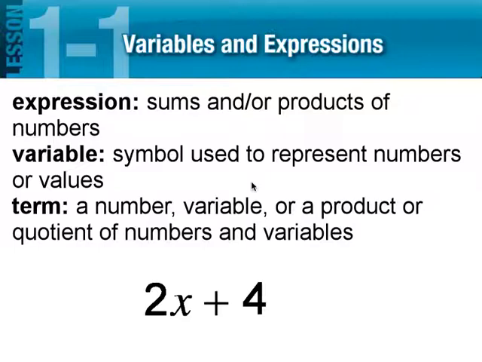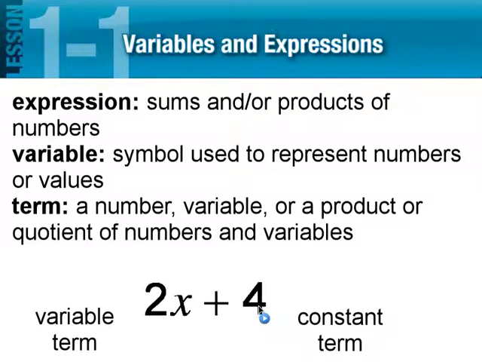A term is a number, variable, or a product or quotient of numbers and variables. Down here below, we have an example of an expression, and we call the terms specific things. We call 2x a variable term because it has a variable. We call 4 a constant term because it just has a number without the variable.